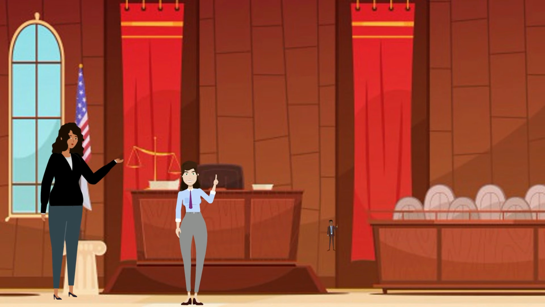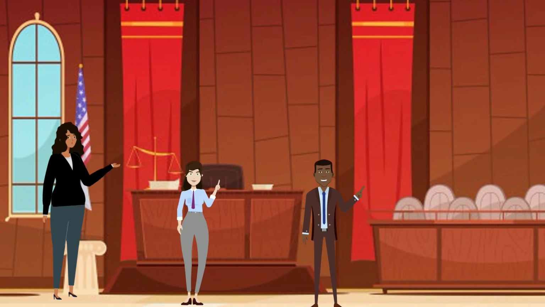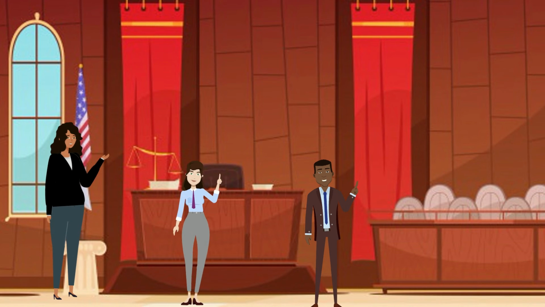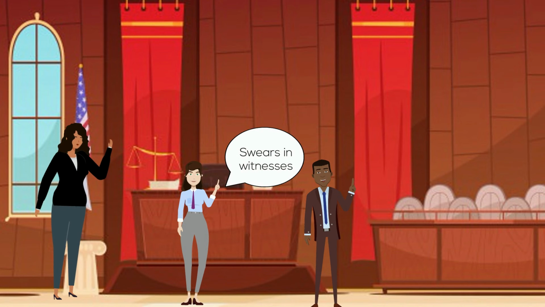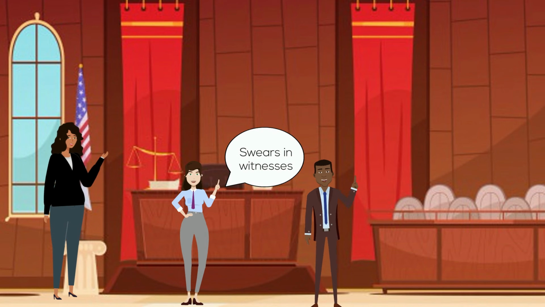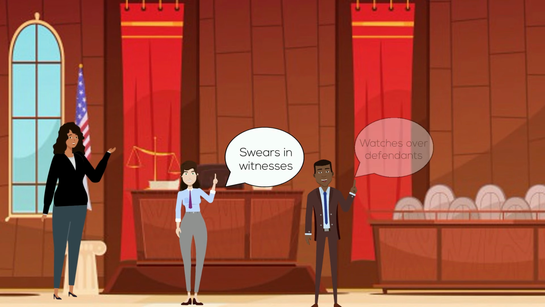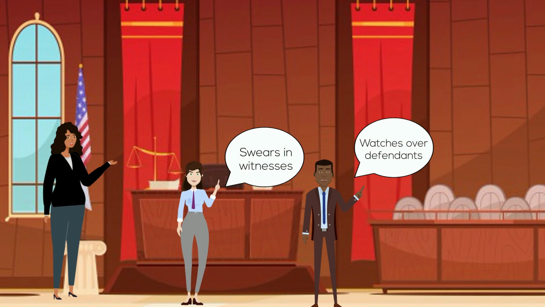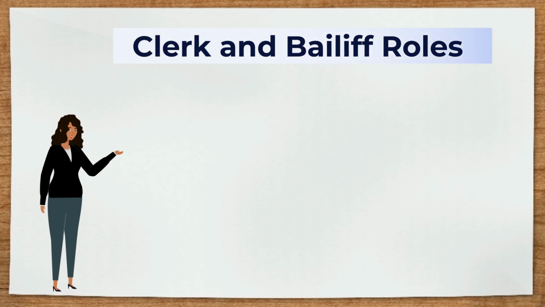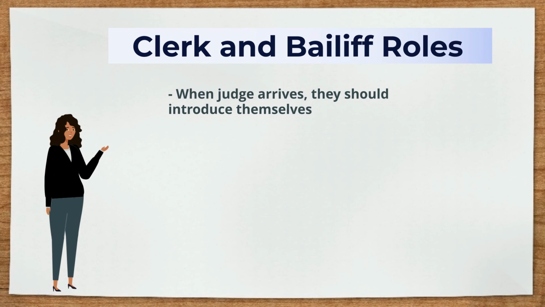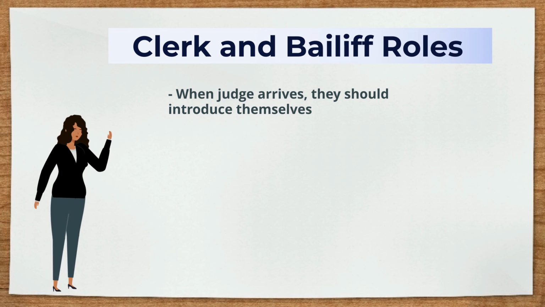Court clerks and bailiffs aid the judge in conducting the trial. In an actual trial, the court clerk calls the court to order and swears in the witnesses. The bailiff watches over the defendant to protect the security of the courtroom. When the judge arrives in the courtroom, the clerk or bailiff should introduce themselves and explain that they will assist as court clerk or bailiff.